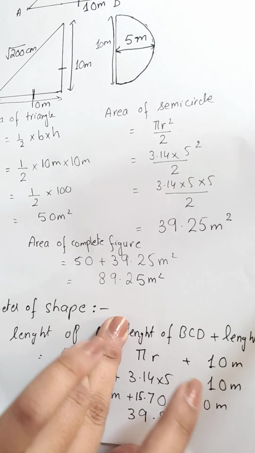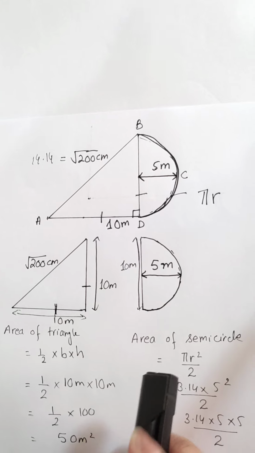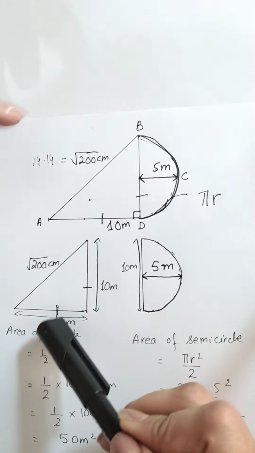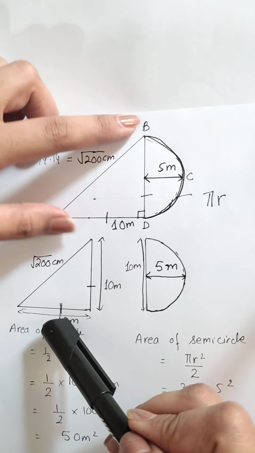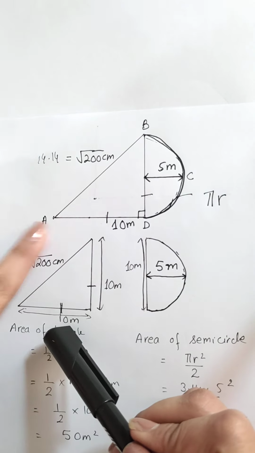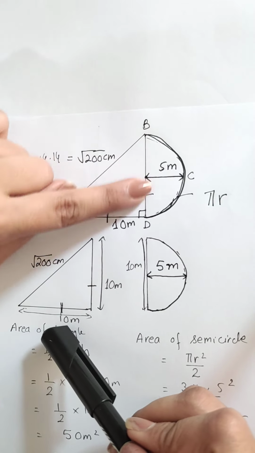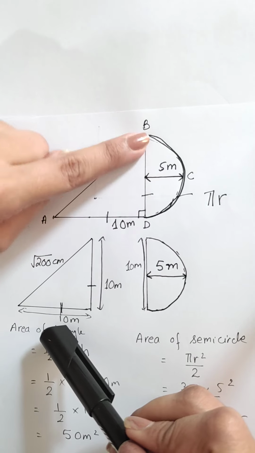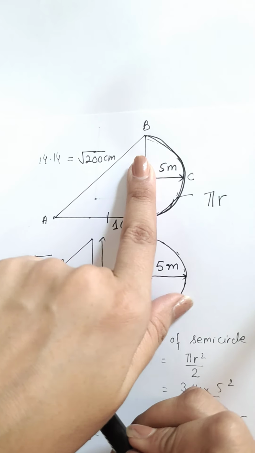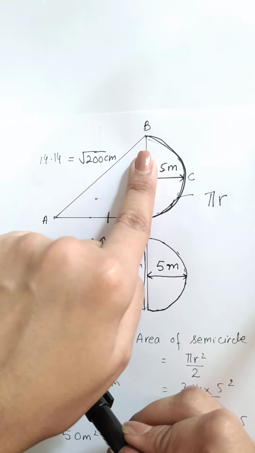Keep in mind, when you are finding the perimeter of any shape, we just measure the boundaries: A to B, BCD and DA. We will just measure the boundaries. The center line is not included, so we will not sum up this line into the perimeter.